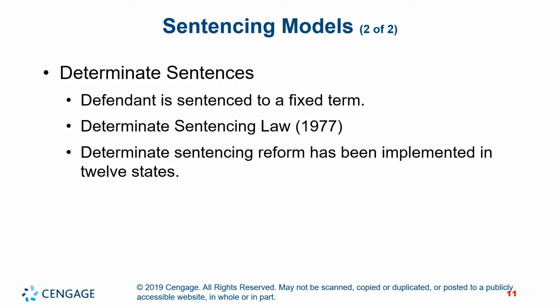Continuing with sentencing models, there are determinate sentences where a defendant is sentenced to a fixed term. This is the effect of the determinate sentencing law of 1977. Determinate sentencing reform has been implemented in 12 states.